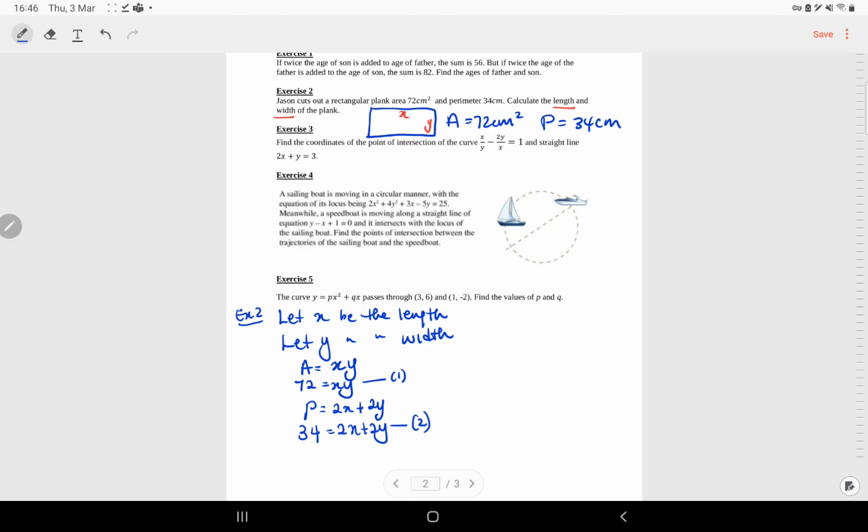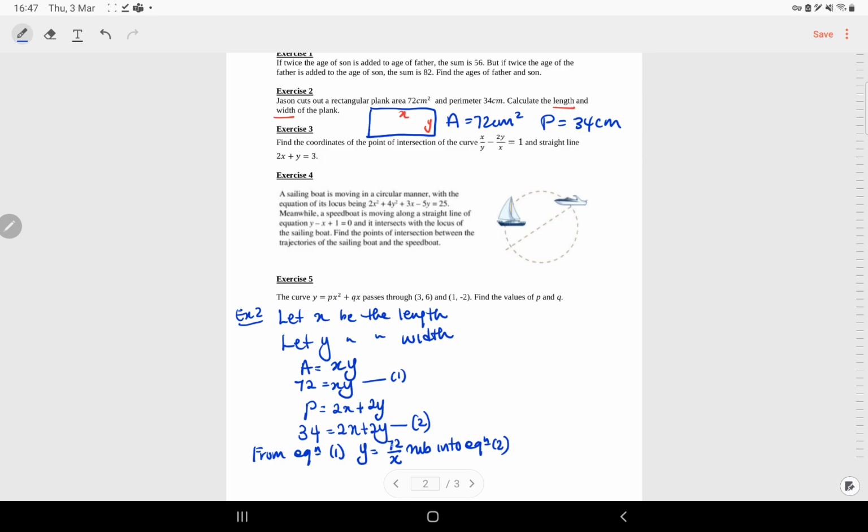What I'm going to do here is use substitution, as I can see that this is linear and that 72 equals xy is non-linear. So from equation 1, I'm going to make y the subject. If I make y the subject, I bring x to the other side, so y equals 72 over x. And I'm going to substitute this into equation 2.